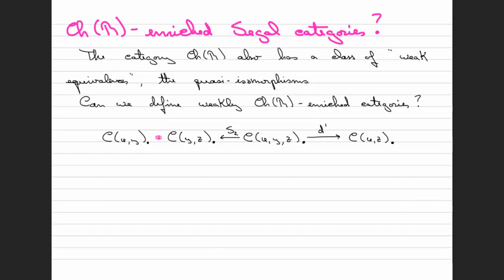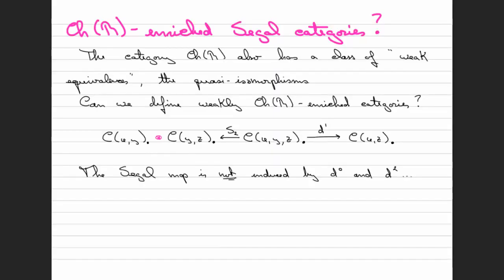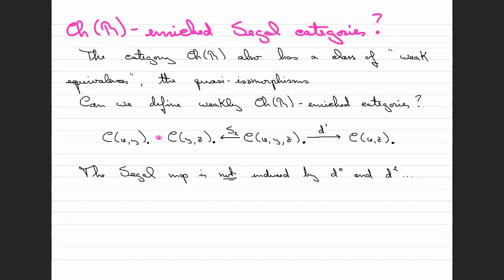But now you have a problem. This is a tensor product, it is not a product. So the Segal map is not given by mapping into here and mapping into here, so taking the first edge of the triangle and then the second edge of the triangle. Because to give maps into a tensor product is not the same as to give maps into the Cartesian product. So the Segal map is not induced by D0 and D2 into each of the coordinates.